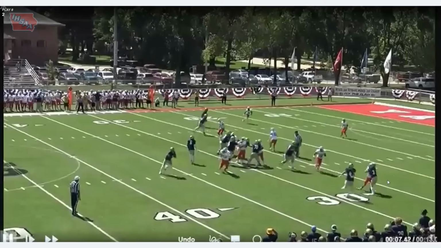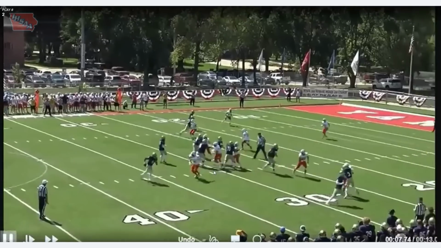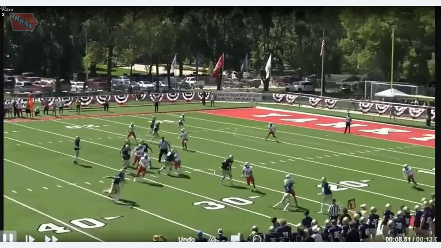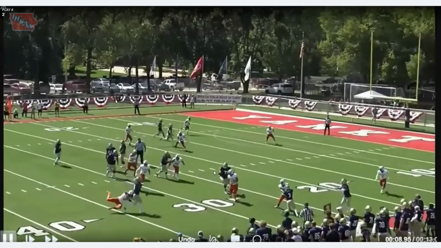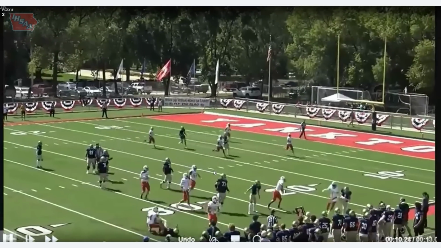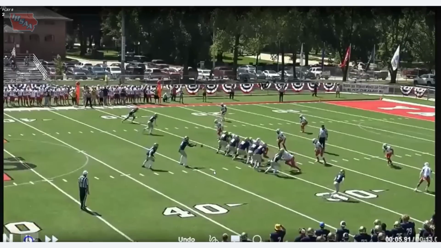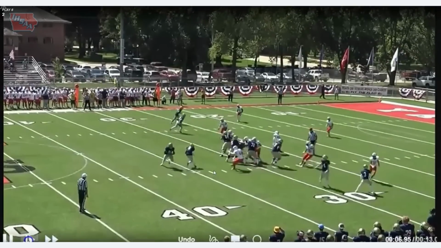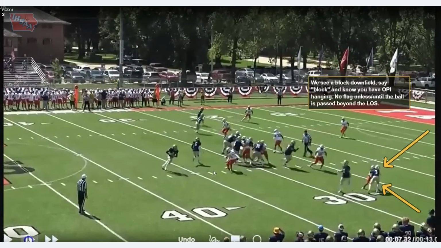And then you've got what's called OPI hanging. We've got a block downfield, but that is not a foul unless that quarterback throws the ball beyond the line of scrimmage. So I still don't have a foul. I've got OPI hanging. I don't have anything. Now he throws the ball beyond the line of scrimmage. Now we've got our foul for OPI. So again, block, and you have OPI hanging.